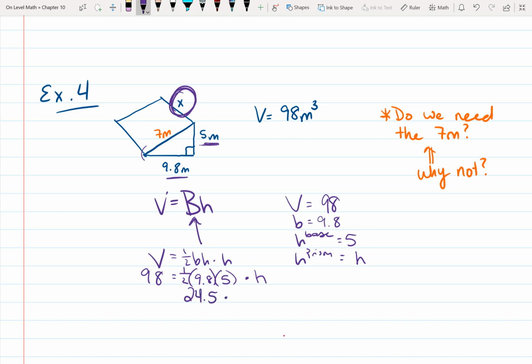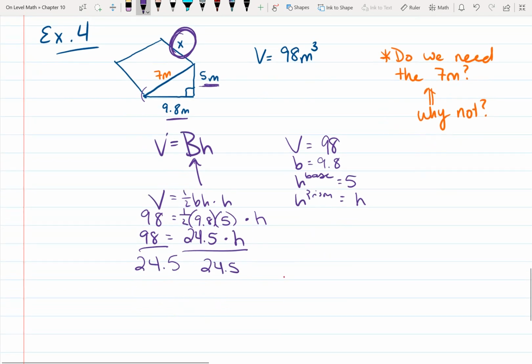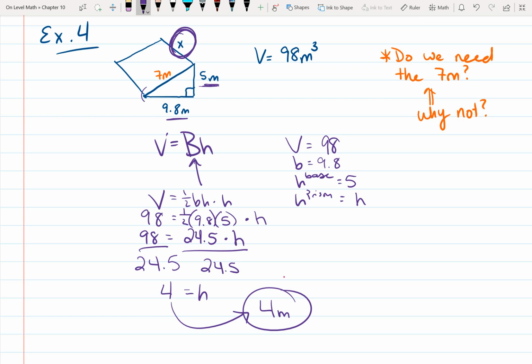So here's what we did not do on our test. We did not simplify that. We did not get 24.5. We messed with the 5, we messed with the 9.8, we divided, something's funky, right? Simplify, now divide both sides by that 24.5. Oopsie. Alrighty, 98 divided by 24.5 gives us 4. 4 equals H. Now, another thing we did on our test, we forgot our units. It's 4 meters. That is our final answer. Do not lose a half point because you forgot your units.